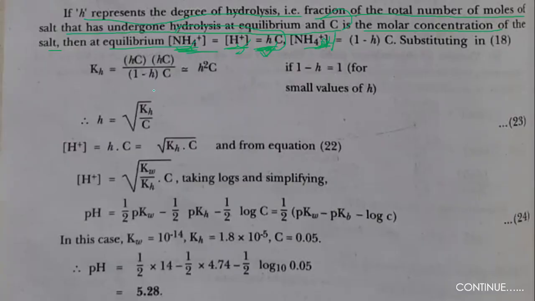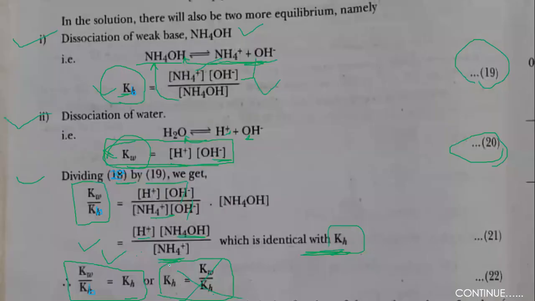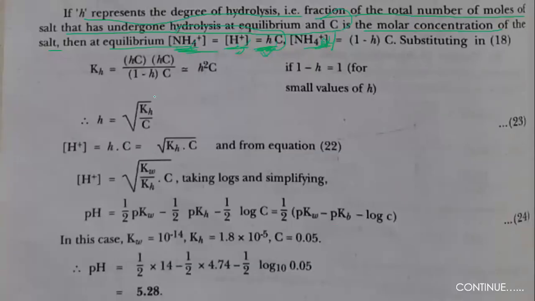Okay, so you can see here, one minute. Here Kh is equal to, this is your equation. So C gets cancelled, right? h square into C, when 1 minus h is very, very small. So h is equal to the square root of Kh upon C.